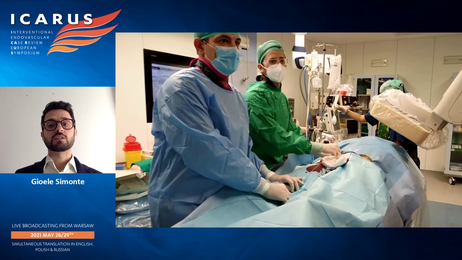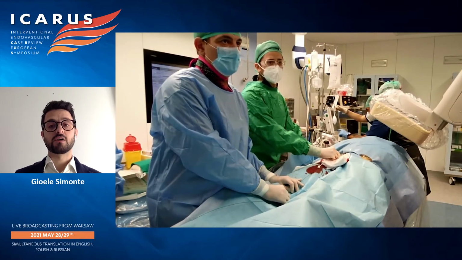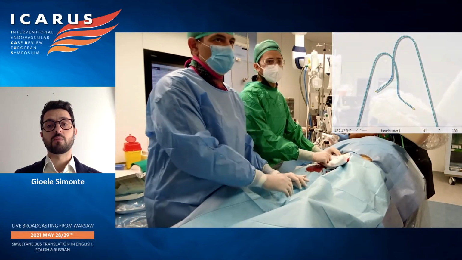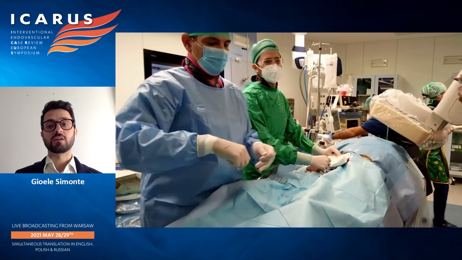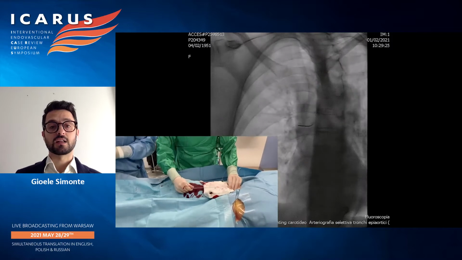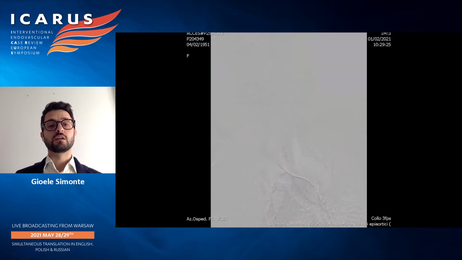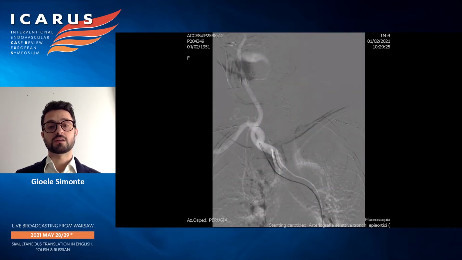A diagnostic catheter is then advanced up into the arch, with tip curvature depending on the anatomy identified on the preoperative CT scan. In case of right common carotid artery engagement, it is generally an Headhunter catheter, as in this case. You see the tip of the catheter flipping into the innominate artery.